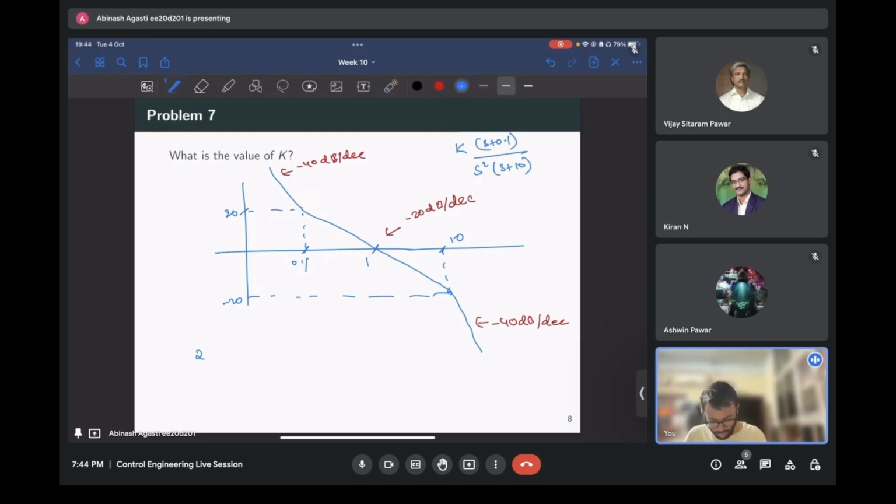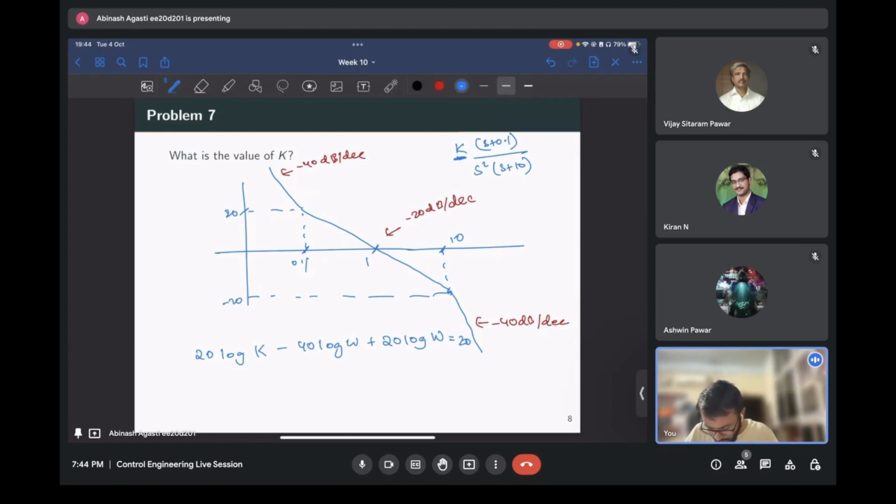So 20 log, and this will be there obviously. So 20 log k, right? Then minus 40 log omega, plus 20 log, omega is equal to 20. Is that the correct thing? Have I made some mistake here?